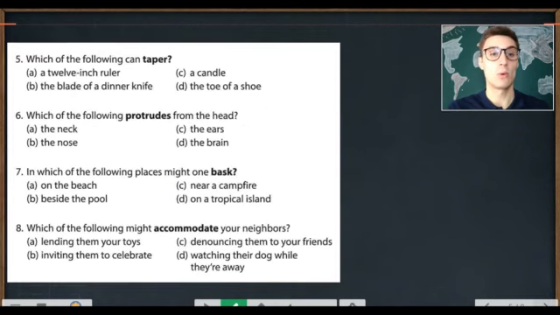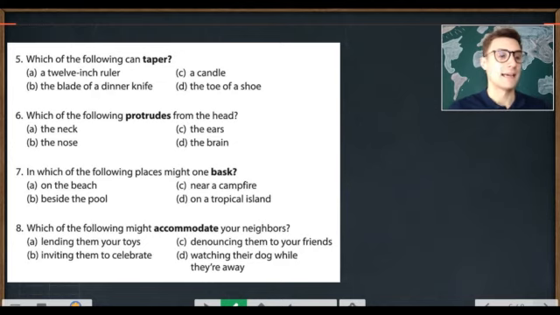Number 5. Which of the following can taper? A, a 12-inch ruler. B, the blade of a dinner knife. C, a candle. D, the toe of a shoe. So here I see 3 that are correct. So the toe part of a shoe, right?